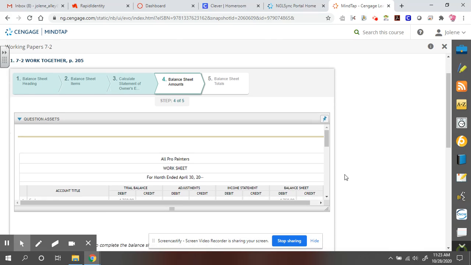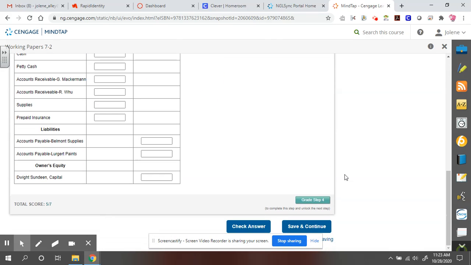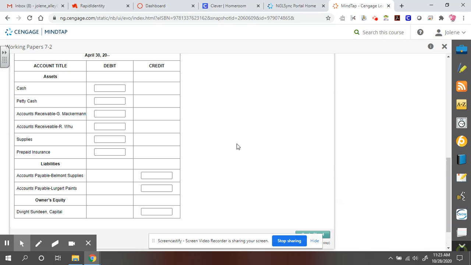Now the balance sheet amounts. And we come down here and we see what the balance sheet looks like. It is our assets equal our liabilities plus our owner's equity. That's the accounting equation. Assets equals liabilities plus owner's equity, or A-L-O-E.